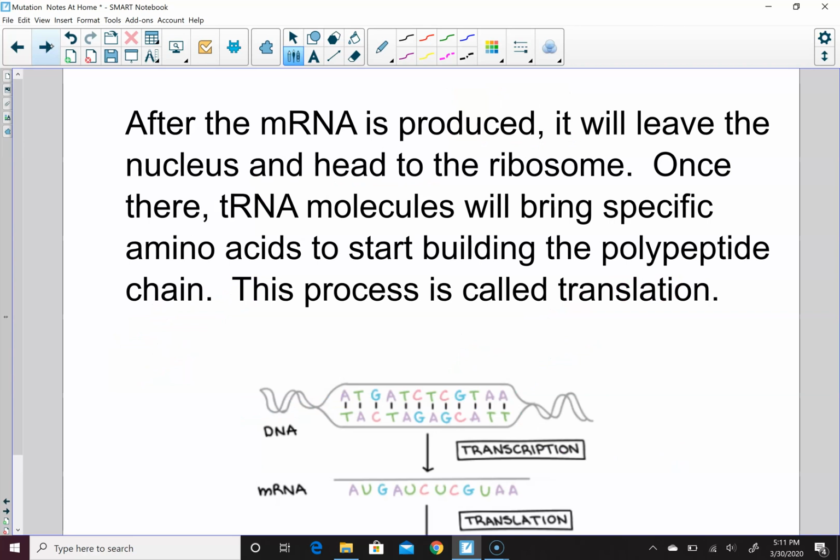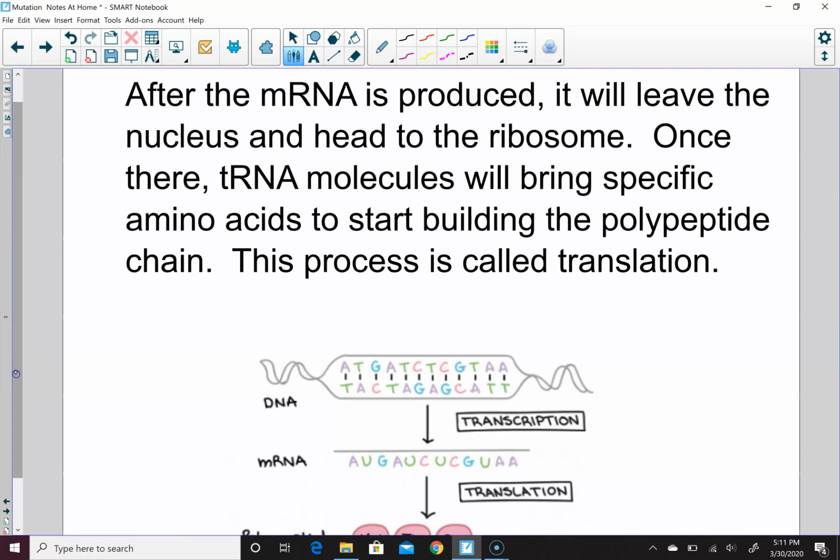Okay, so let's take a look here a little bit closer now. After the mRNA is produced, it's going to leave the nucleus and head out to the ribosome. The ribosome is in the cytoplasm. Once there, these cool molecules called tRNA are going to bring very specific amino acids and begin building this thing called a polypeptide. Now we saw all that in the last couple of videos. This is just now practice questions. But this process is known now as translation. So let's see what we got.